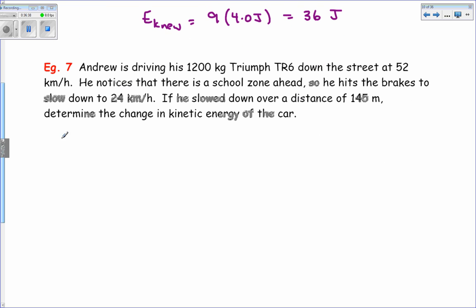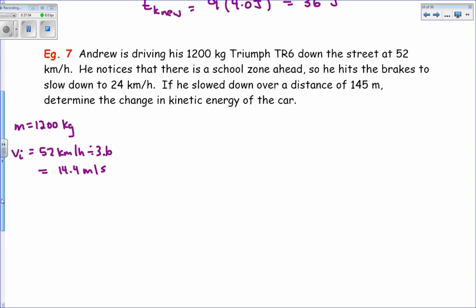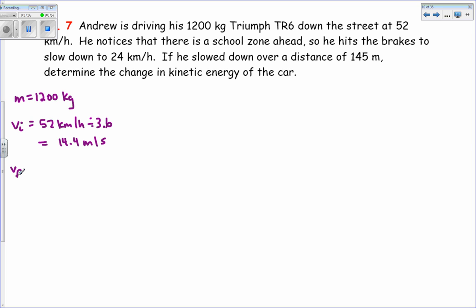Okay, Andrew is driving his 1,200 kilogram Triumph TR6 down the street at 52 kilometers per hour. So that's his initial speed, 52 kilometers per hour, which we'll divide by 3.6 to get into meters per second. So that is going to give us 14.4 meters per second. He notices that there's a school zone ahead, so he hits the brakes to slow down to a final velocity of 24 kilometers per hour. Divide that by 3.6, and that gives us 6.67 meters per second.